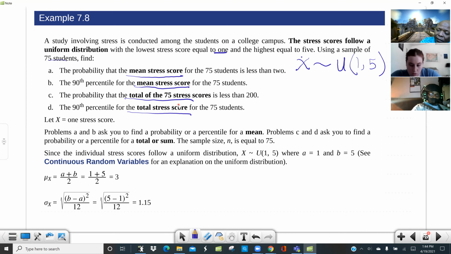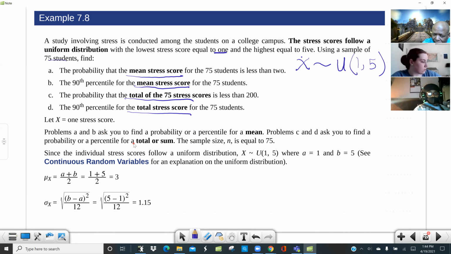So we are beginning with the uniform distribution. Then we take groups of 75, and we are now going to use the central limit theorem in its own real sense here. So really, problems A and B ask you to find the probability or a percentile for a mean, whereas problems C and D are asking you to find the probability or a percentile for the sum.